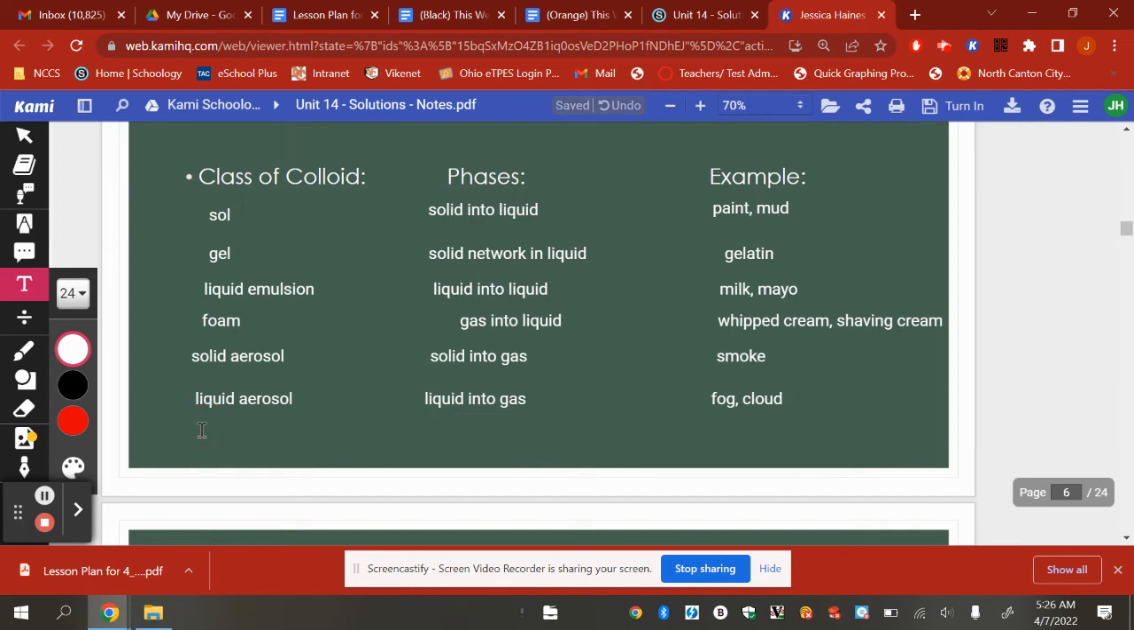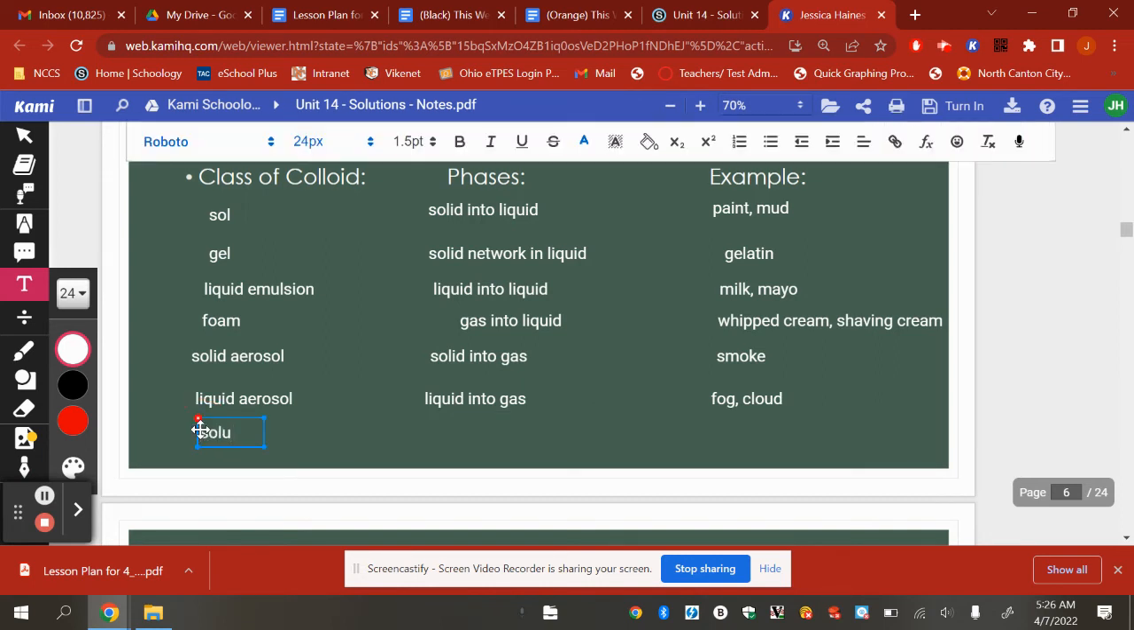That's an example. And the last one is solid emulsion. All right, this is solid into, no, excuse me, liquid into a solid. Liquid into solid. So again, let's think about this for a second. Liquid that is dissolved into a solid. And an example of this is cheese.